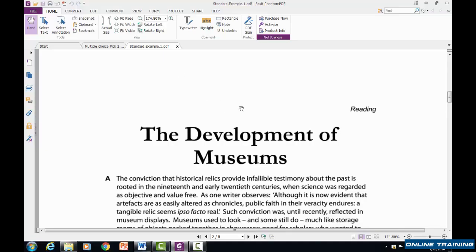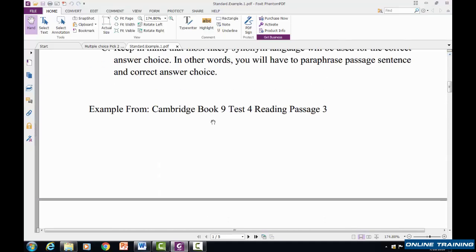Now, in terms of the standard, this one is about the development of museums, and this is coming from the Cambridge Books number 9, test 4, reading passage 3. Okay, like I've told you, get those Cambridge books. They're great, best practice in the world. Use them, and it's going to help you get a really great score.